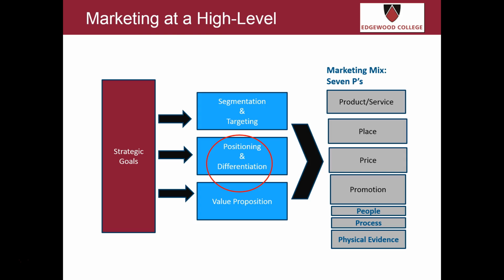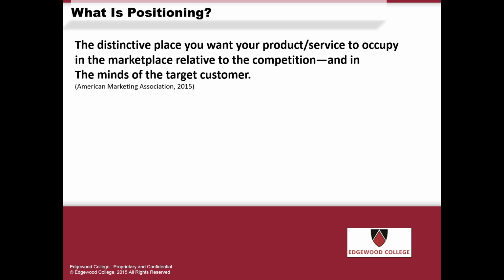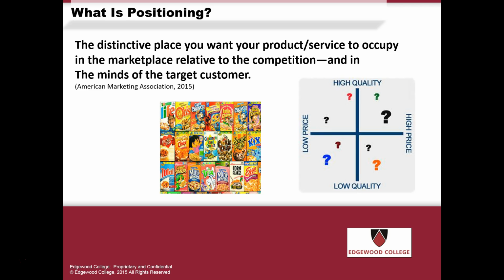All right. Next slide. So we've talked briefly about positioning, but let's now review this important concept in more detail. So what is positioning? Positioning is the distinctive place you want your product or service to occupy in the marketplace relative to the competition and in the minds of the target customer. A perceptual map, as I mentioned before, is a tool used to show the place that the product or service occupies when comparing attributes on each axis.